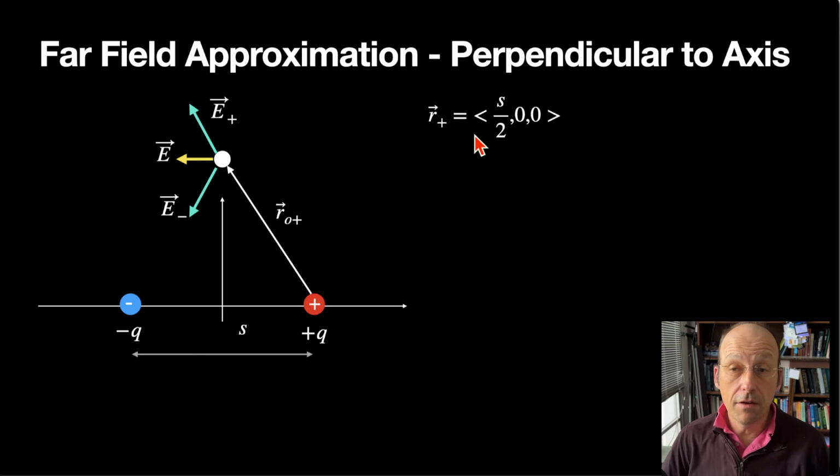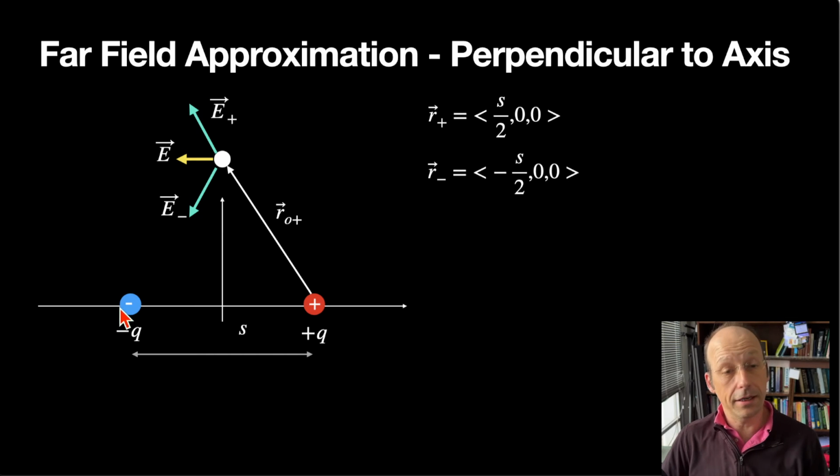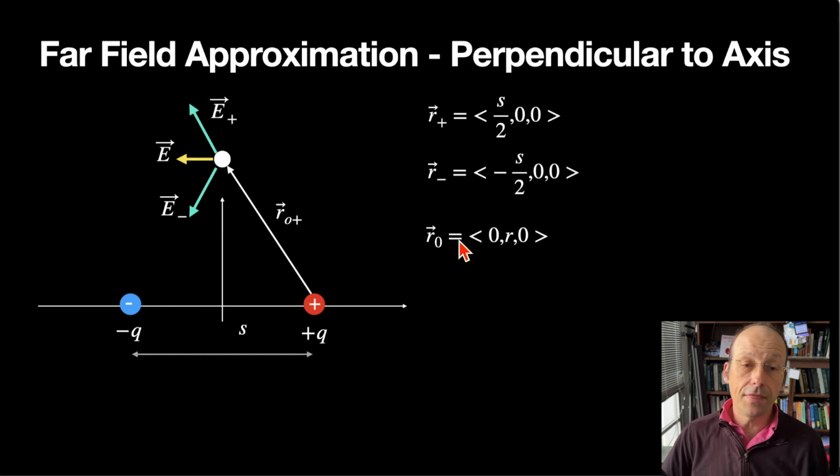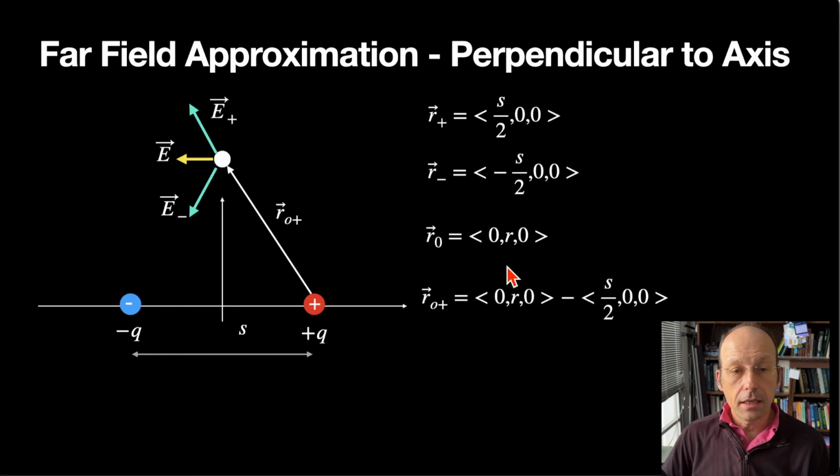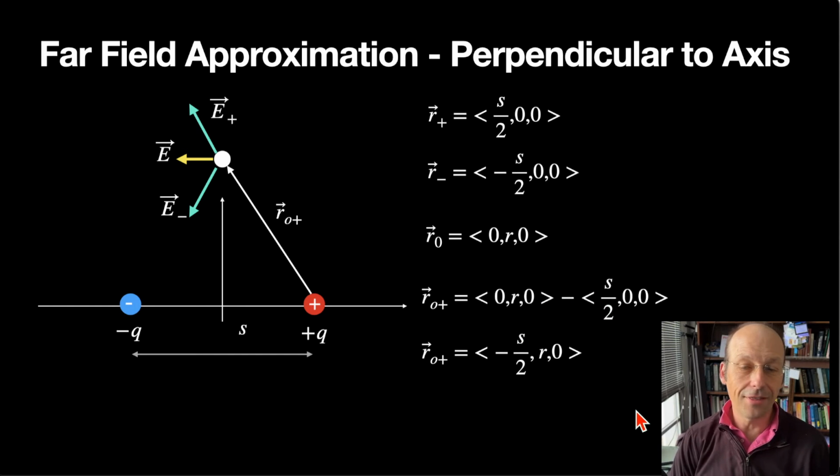So we still have the same vector location of R plus. It's still at S over 2, 0, 0. And we still have the vector location of R minus. I kept them in the same place. And then this is now our vector location of the observation. So it's a distance R on the y-axis. So it's 0, R, 0. And now I can find RO plus. It's just going to be this minus this. So I get 0, R, 0 minus S over 2, 0, 0. And I get that. So it's not on the x-axis, but you can do that. You could do this by inspection too, but it's in the negative x direction and the positive y direction. So it's negative S over 2, R, 0.